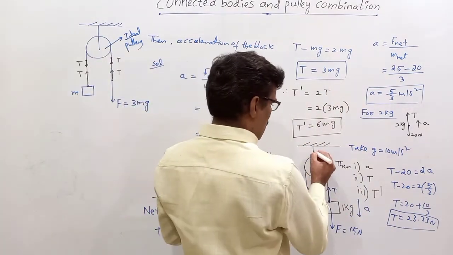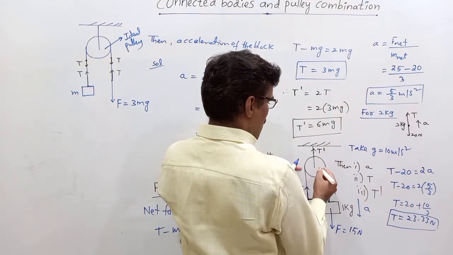Then what is T dash? Here T dash, that's why T dash. It is an ideal pulley.